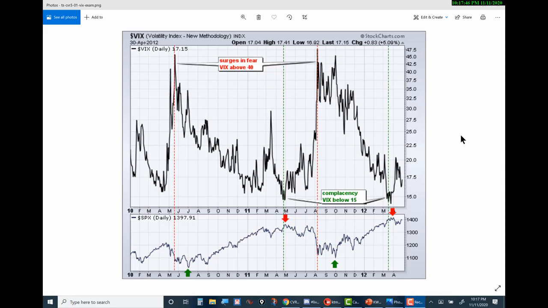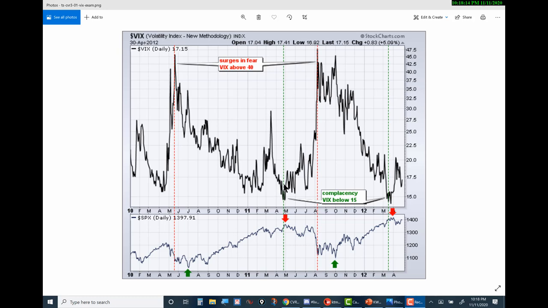So this is a chart that was taken out of a little snippet of time here from 2010 through 2012, which happened to be a period of decent volatility in the marketplace. And up top here, you see the VIX, that's the volatility index. And down here below, you see the SPX, which is the S&P 500. And again, the idea is, when the VIX is high, it's time to buy. When the VIX is low, it's time to go.